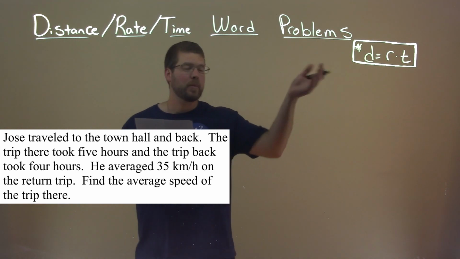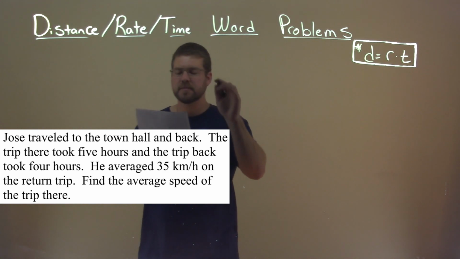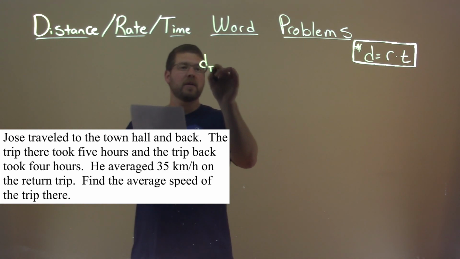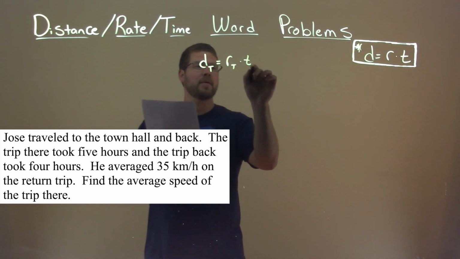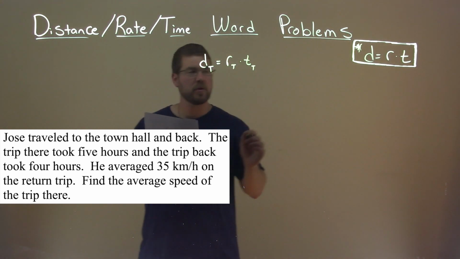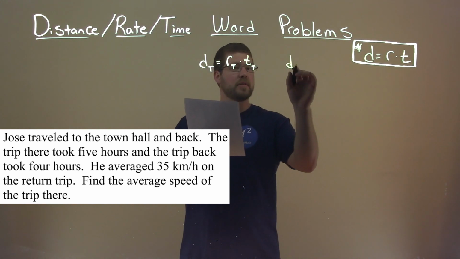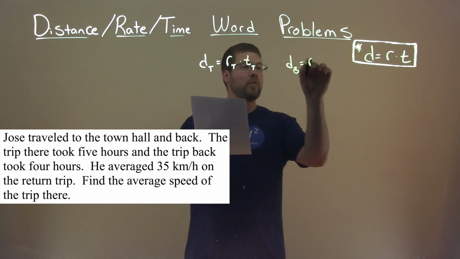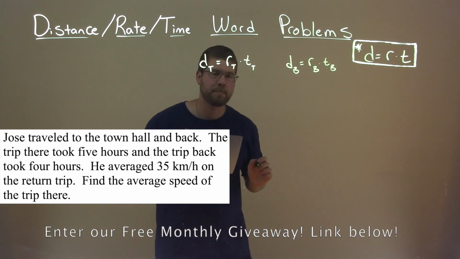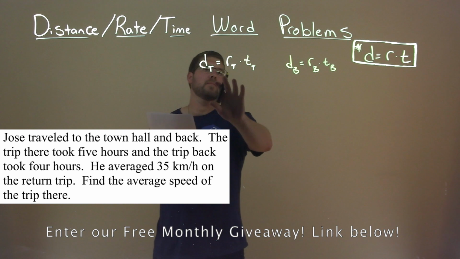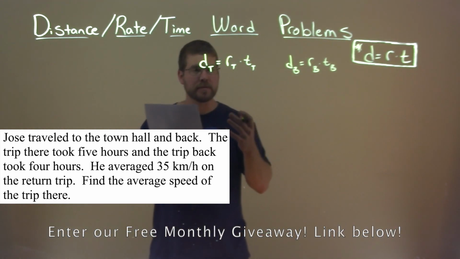So we know our formula: distance equals rate times time. But we're going to break it down into 2 sections. Distance there, being d sub t, is equal to the rate there times time there. And we're going to do the same thing with the trip back for Jose. Distance back is equal to the rate back times time back. So now we're going to take these 2 formulas and plug in what we can from our problem here.